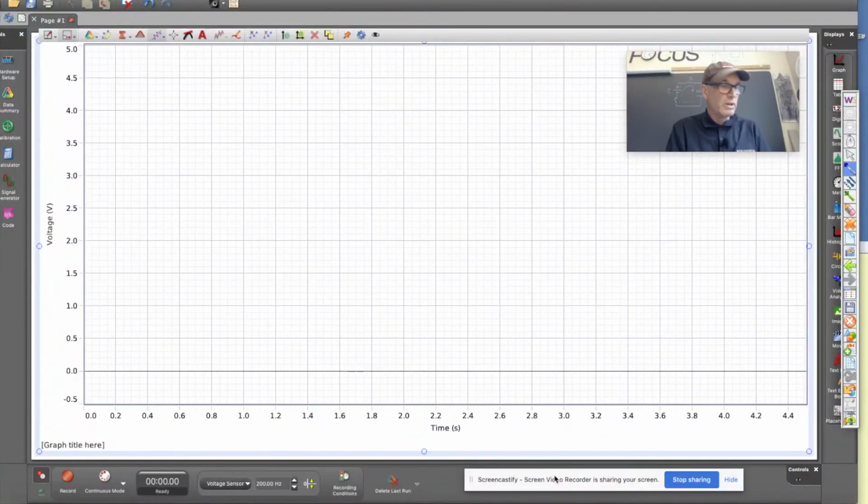Okay, folks, here I am in Capstone, and I have the fancy RC circuit board all hooked up. I've got a 3-volt potential difference, pumping electrons into this 330 microfarad capacitor in series with a 100 ohm resistor. So I just thought I'd show what it looks like in real time. So I'm going to click record and show the capacitor charging and discharging.